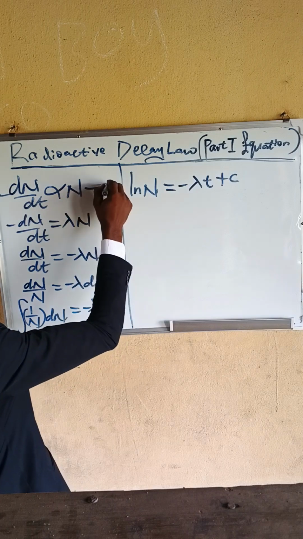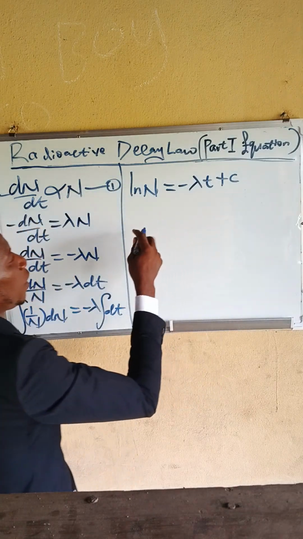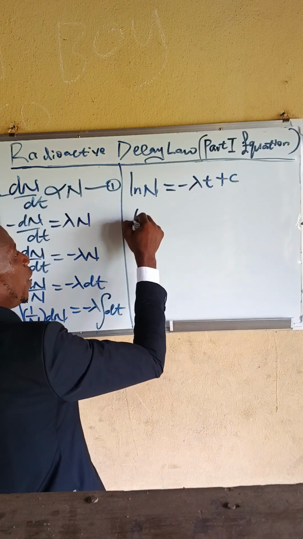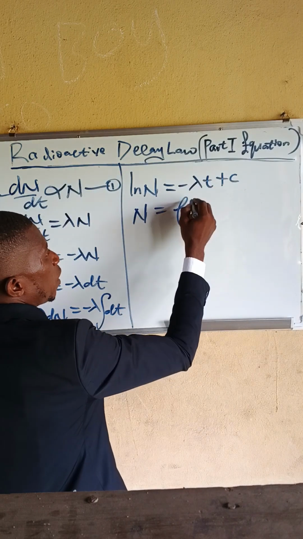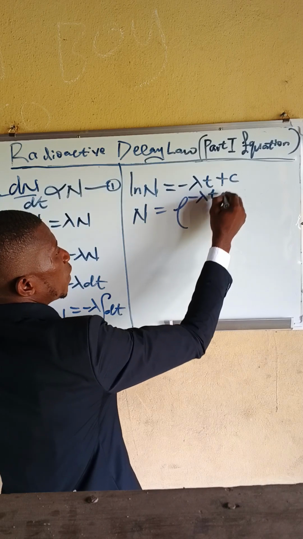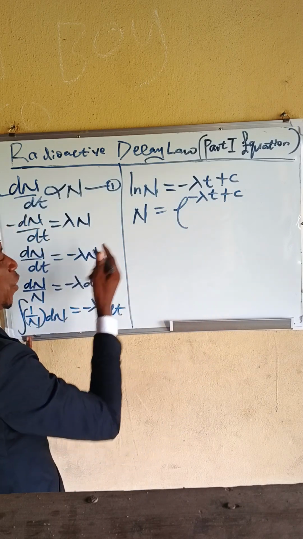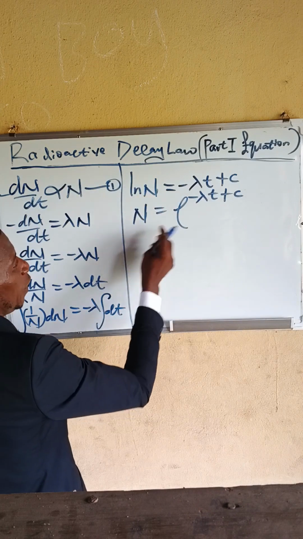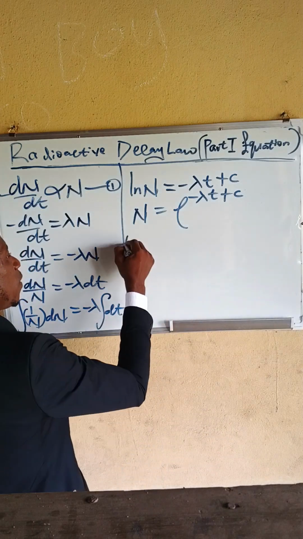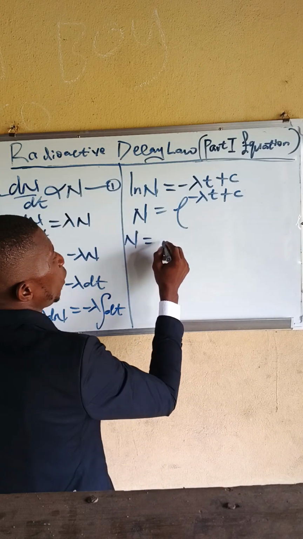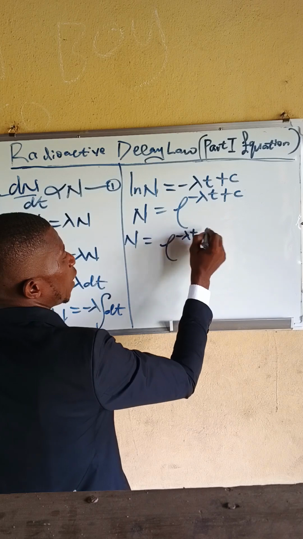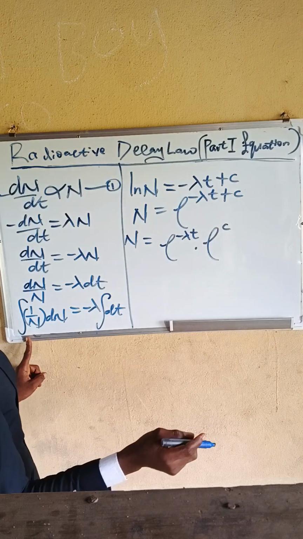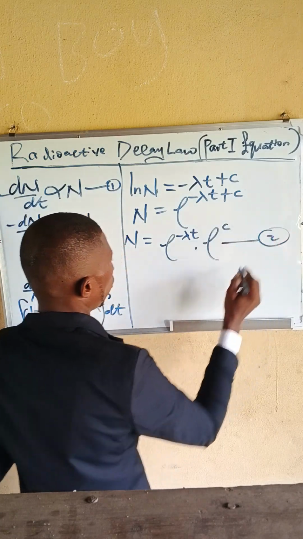I call this equation 1. Then taking the exponent on both sides of this equation, it's going to give me N is equal to exponential of negative decay constant t plus c. Already you know that the exponent will cancel the ln, so that's how I got this. And this equation can also be given as N is equal to exponential negative decay constant t, times exponential c. I'll call this equation 2.